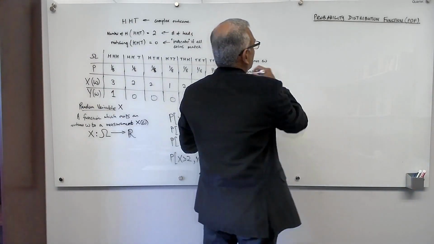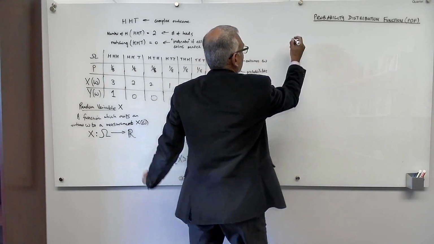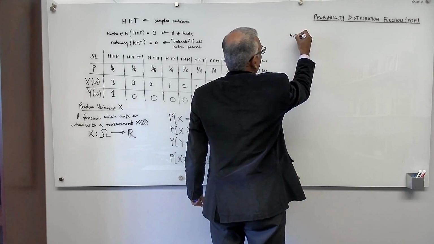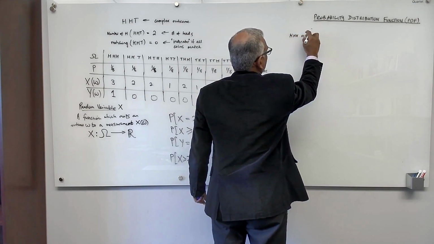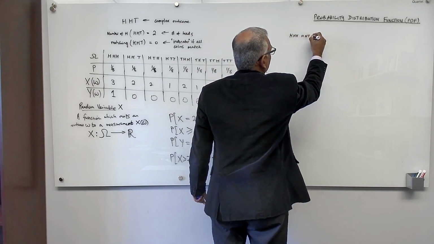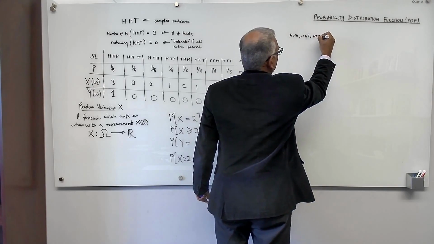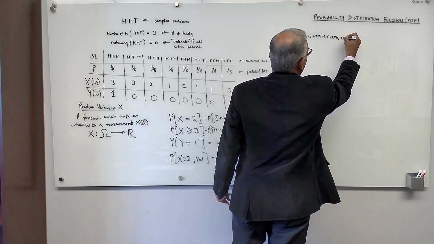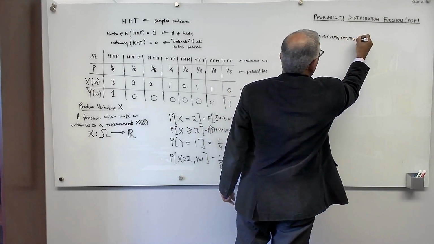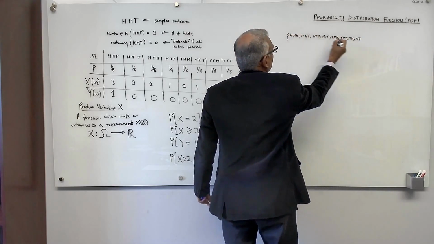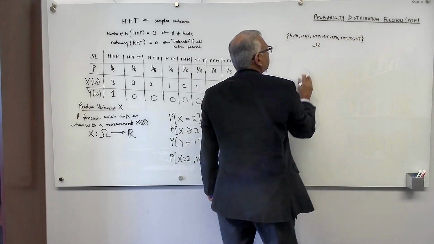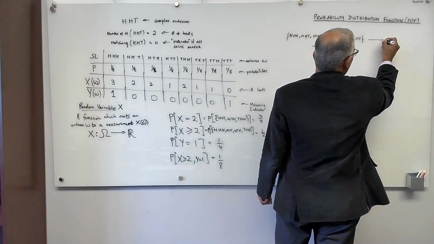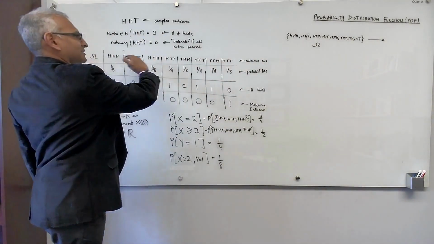Okay, so we had a whole sample space, omega, which was HHH, HHT, HTH, HTT, THH, THT, TTH, TTT. This was omega. And our random variable X mapped this entire complex set of outcomes.